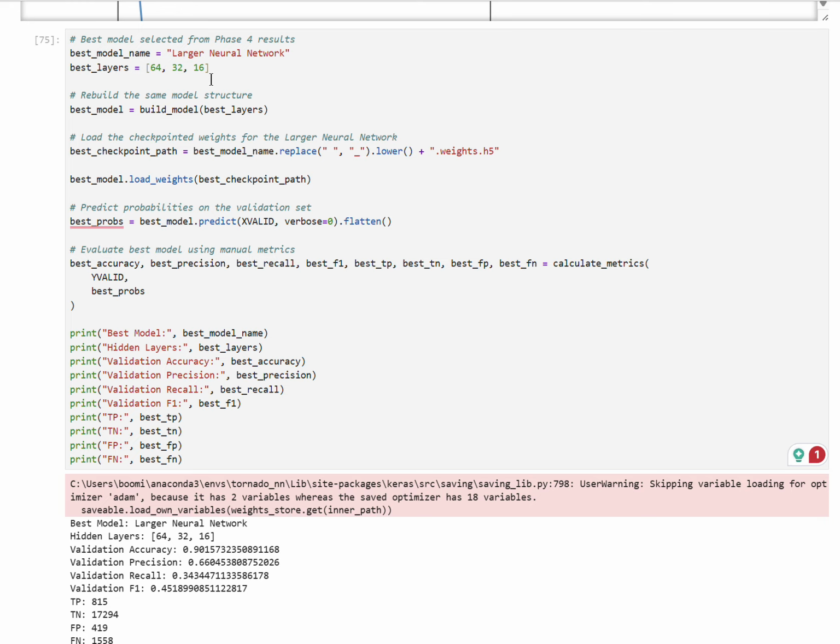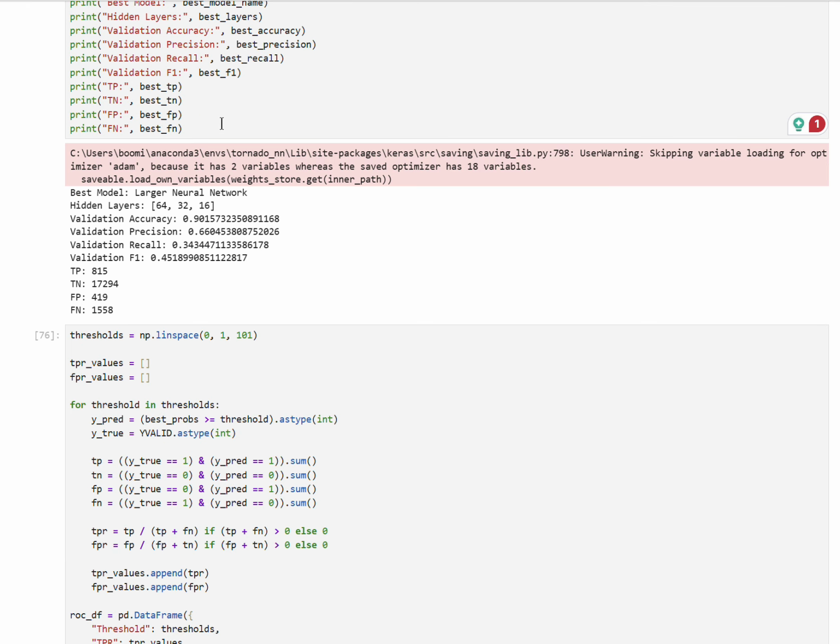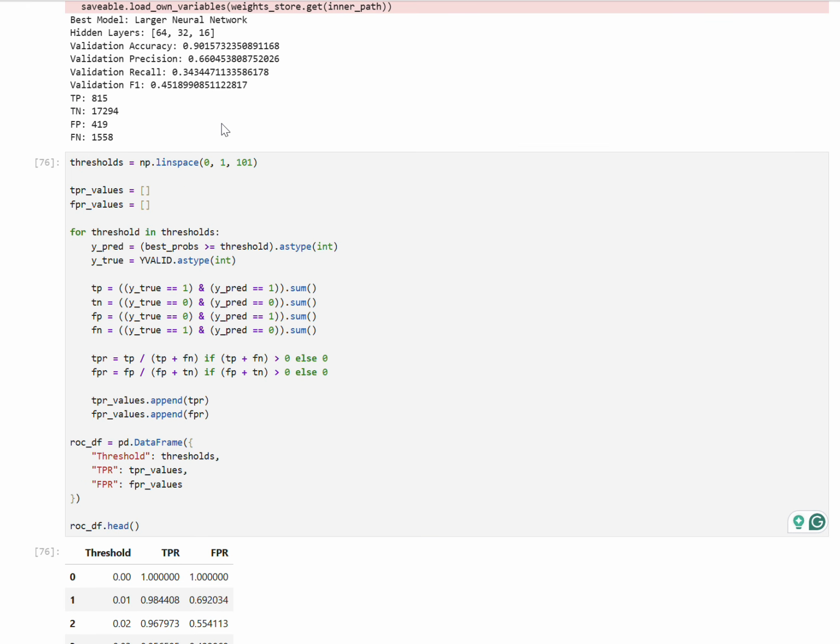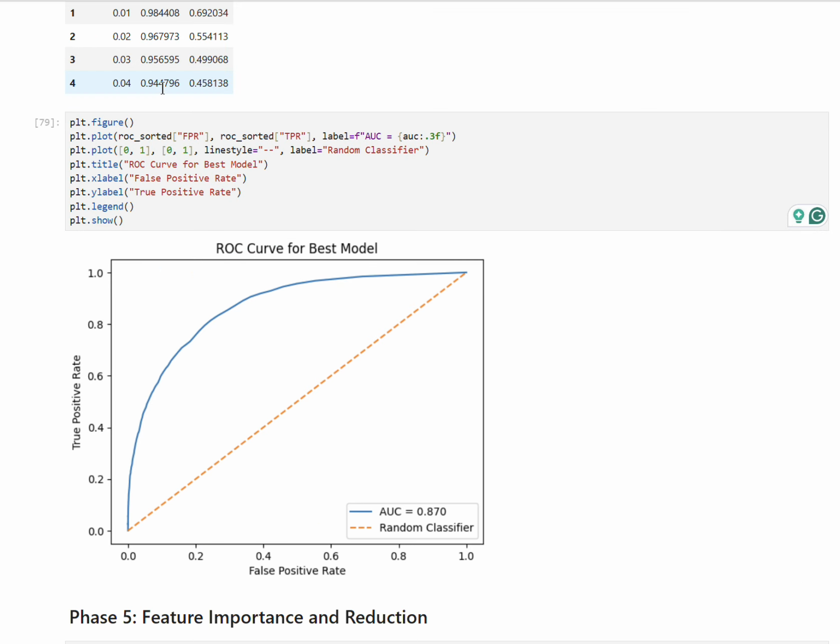But the best was phase four for sure. Let's see. Yeah, the best model was a large neural network, with 64, 32, and 16 layers. And the recall F1 was 0.45, like we talked about. This is kind of going over random stuff at this point.